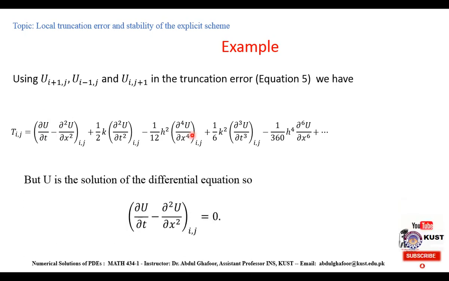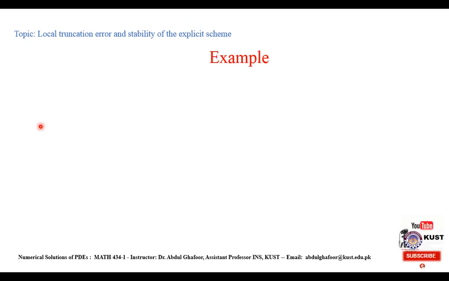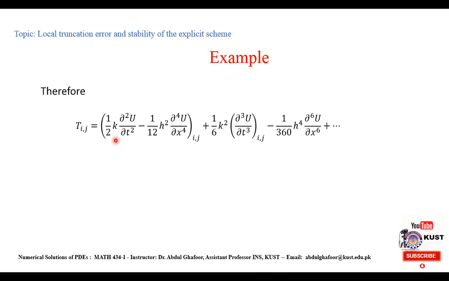Now u is the solution of the differential equation, so it will satisfy the differential equation at the mesh point. So partial u by partial t minus partial square u over partial x square at the point (i,j) should be equal to what? 0. So by plugging this part equal to 0 in this equation, we get T(i,j) is equal to 1 by 2 k partial square u over partial t square minus 1 by 12 h square partial 4 u over partial x 4 at the point (i,j) and so on.